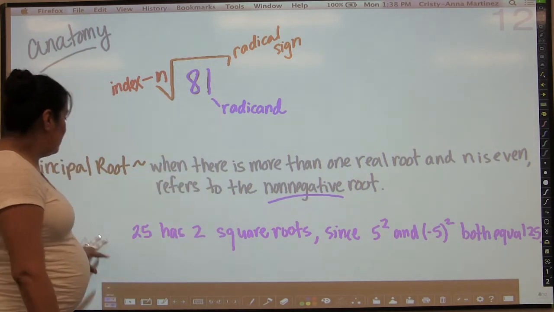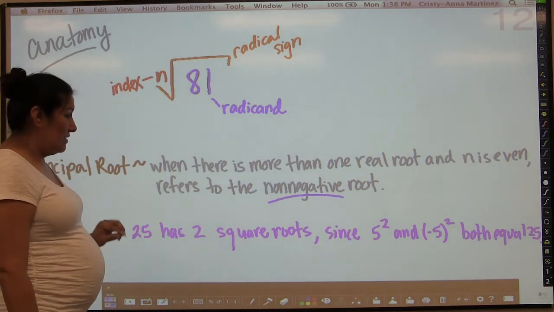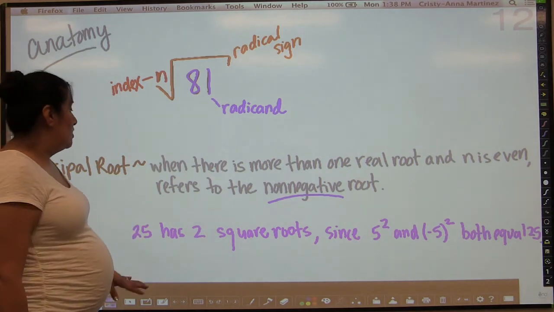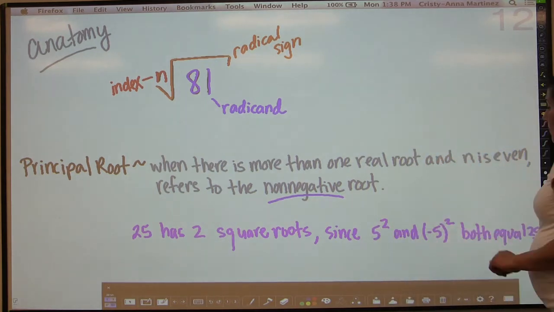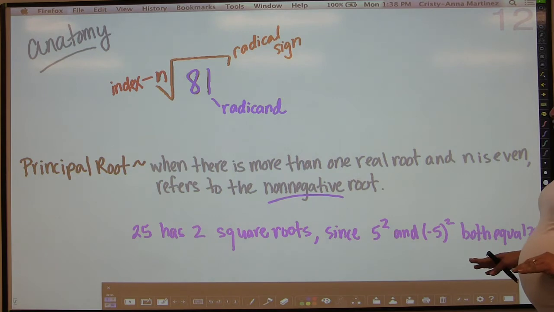In other words, here's an example. The number 25 has 2 square roots. It's an even root because a square root has an index of 2, so that's even. So it has 2 square roots because 5 squared is 25, but also negative 5 squared is 25. So it actually has 2 roots, and both of those equal 25.